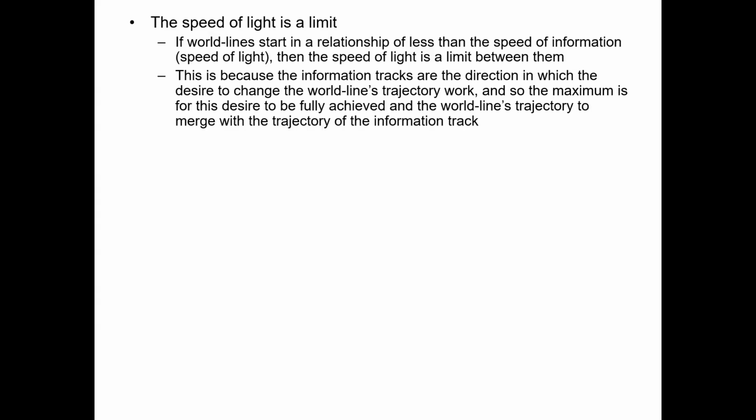So if world lines start in a relationship of less than the speed of information, the speed of light, then the speed of light is a limit between them. This is because the information tracks are the directions in which the desire to change the world line's trajectory work. And so the maximum is for this desire to be fully achieved and the world line's trajectory to merge with the trajectory of the information track.